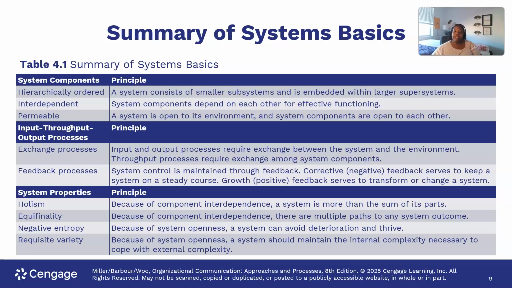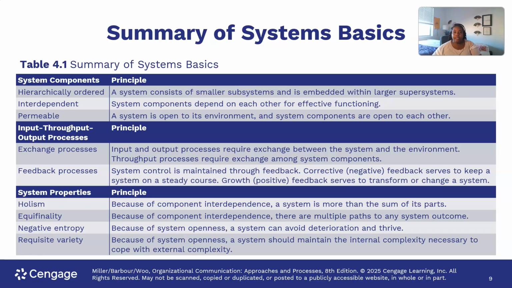And then principles. Holism, because of interdependence, the system is more than the sum of its parts. Externality, there are multiple paths that each part of the system or organization can take. They have the one goal of putting the organization forward. Negative entropy, because the system is open to new information and is informed, it can make changes based on the environment. They can avoid deterioration and thrive.